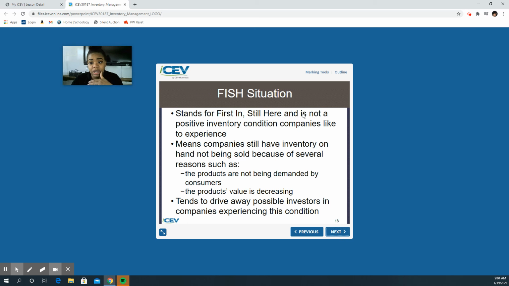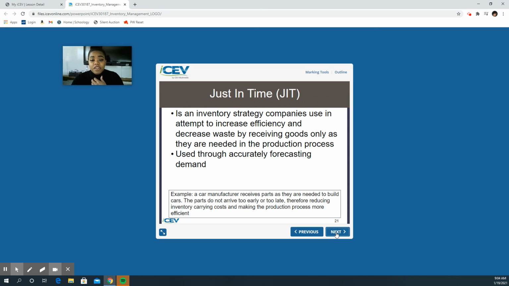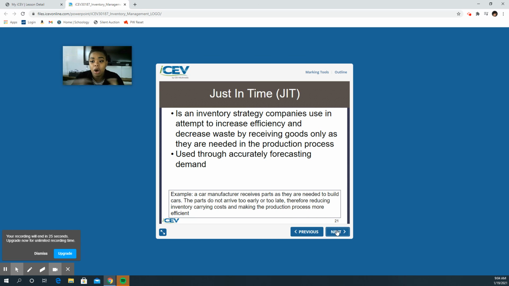Fish, first in, still here. That is something that you don't want. Okay, products are not being demanded by customers, so you don't want stuff that's just sitting there. First in, still here is not a good situation. Just in case is stuff that you have, just in case it's inventory, things that you just have on hand, just in case somebody needs them. And just in time is only when you make stuff as people need it. That's like people who make custom shirts or custom cups or hats. You only make it when people need it. Okay. All right.